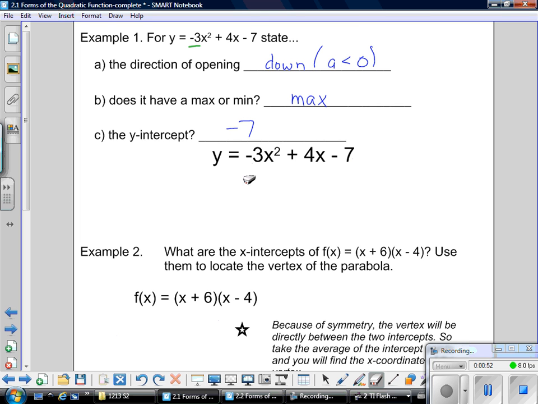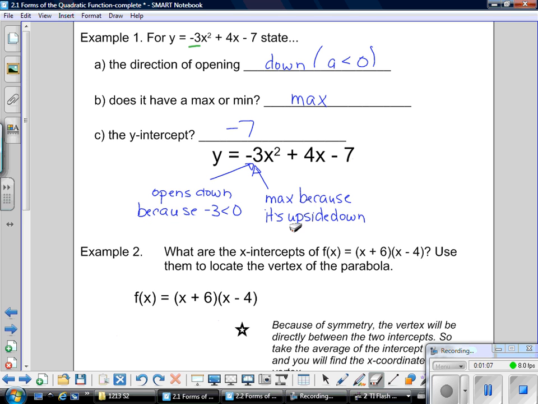Okay, so what we get is it opens down because negative 3 is less than 0. We also know that it's a maximum because it's upside down. It opens downward. And this negative 7 is our y-intercept. So that's the information we get.